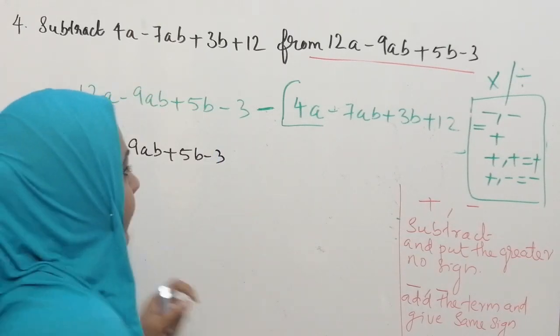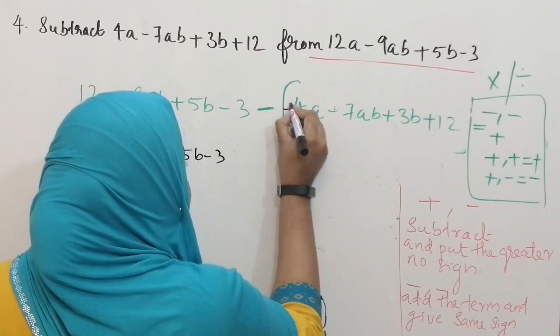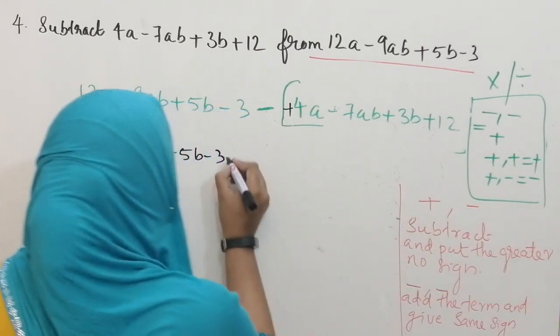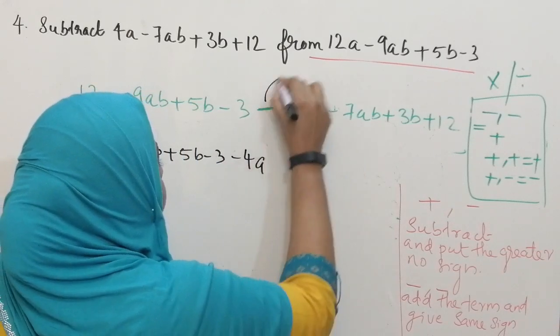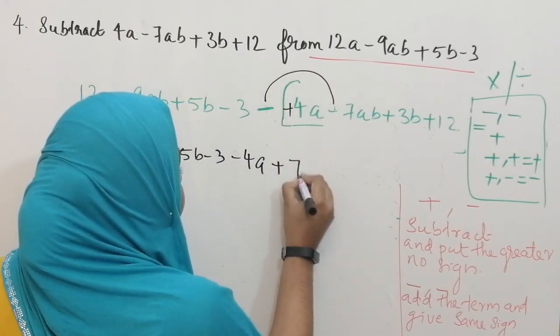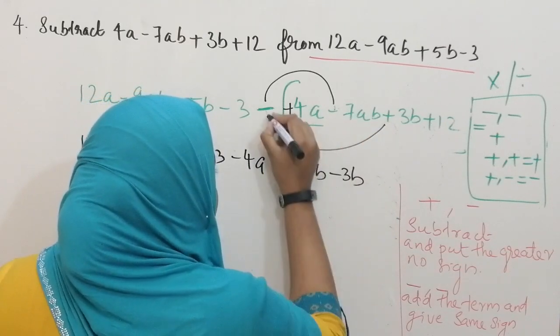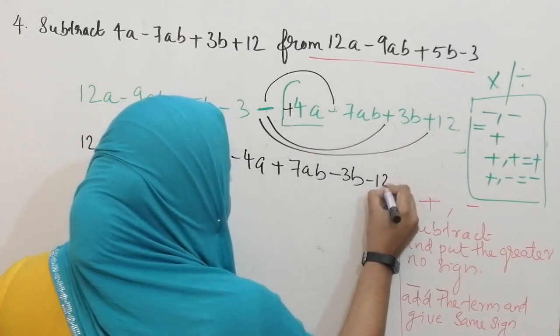Now we can break this bracket. So here 4a, this will become plus 4a. So minus and plus, minus 4a. Then minus and minus, plus 7ab. Minus and plus, minus 3b. Minus and plus, minus 12.